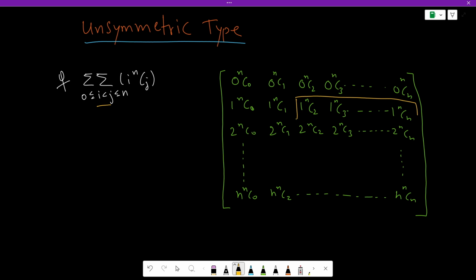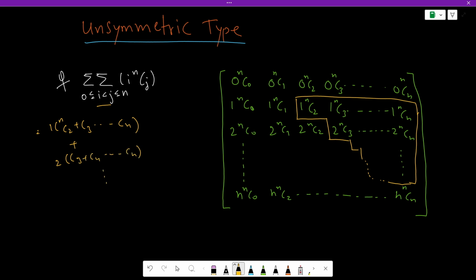This row, then this, then similarly all till the end, right? So this will become 1 into c2 plus c3 so on till cn, plus 2 into c3 plus c4 so on till cn, and up to n minus 1 cn.